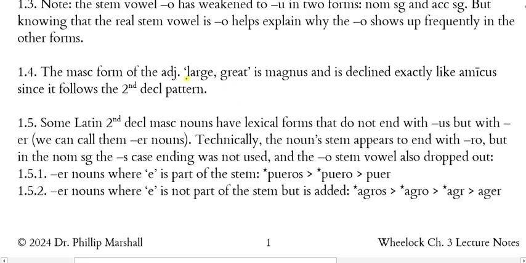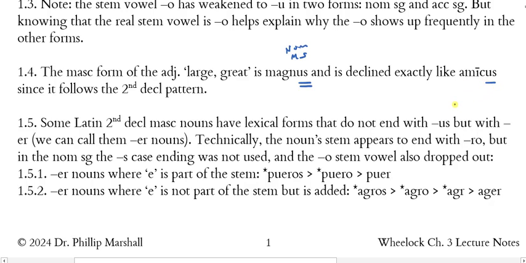The masculine form of the adjective large or great is magnus. Remember, magnus means large or great. We learned magna for the first declension adjective. This is the masculine singular nominative form. Because it follows second declension in its masculine adjectival form, it's going to be declined exactly like amicus is.